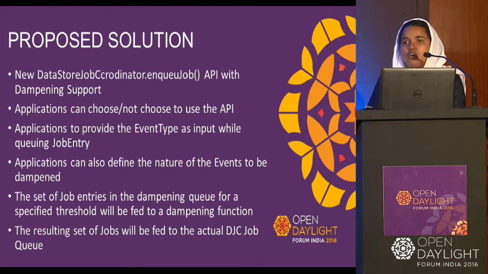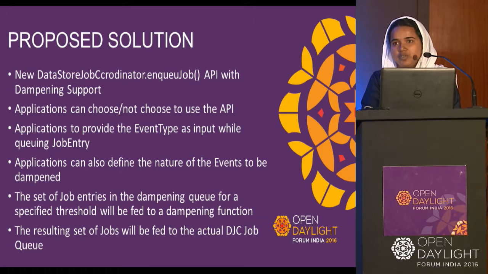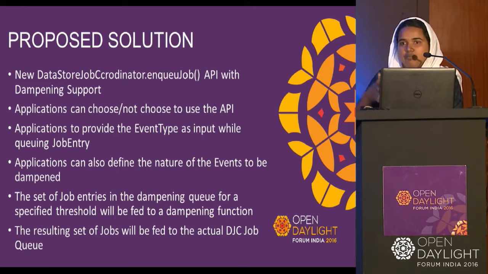Yes. Whoever wants the dampening will be listening for the events. They get them, and they queue the job using Datastore Job Coordinator. So we have added a new enqueue job API which has this dampening support. Applications are free to choose to use or not to use this API. If they don't use this new API, they will get the existing functionality where there is no dampening. You queue whatever events you get and they are processed one by one. If dampening is in place, you have a dampening function before the actual queuing happens. So only the events which survive this dampening function will actually process the jobs.